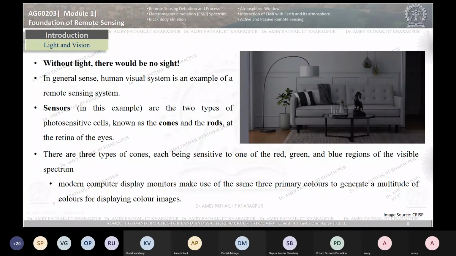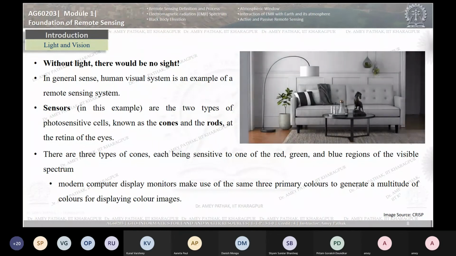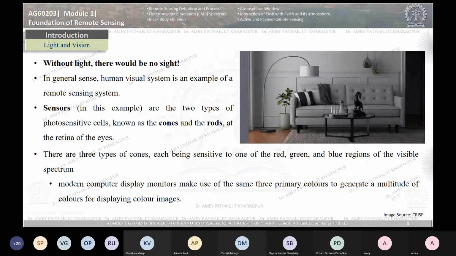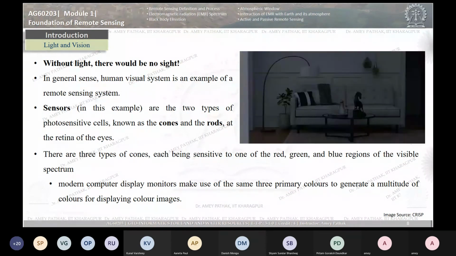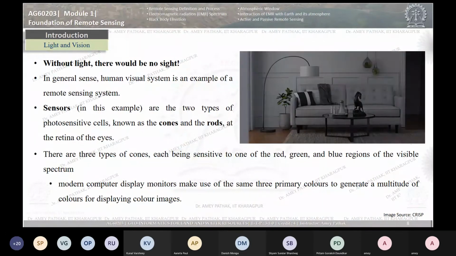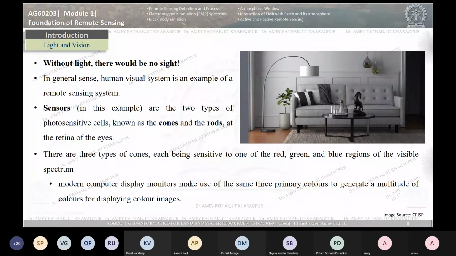So together with these cones and rod sensors located in your retina, we are able to perceive not only the intensity of the light, but the type of color as well. Colors are observed using these cones, and rods are sensitive to the intensity of light.